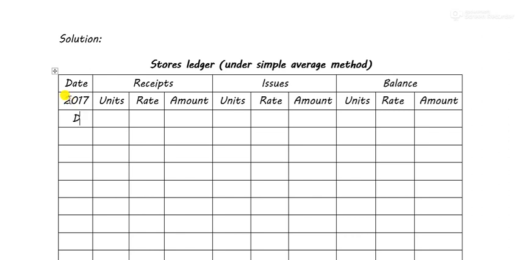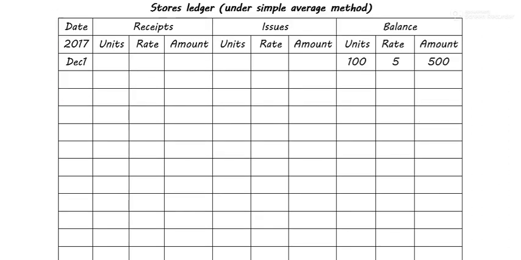Okay, December 1. What happens on December 1? The opening stock is given at 100 units at 5 rupees, and the amount is 500. On December 5, a receipt is made of 50 units at 5.2, which is equal to 260. Now the total number of units is 150. We won't write anything under the rate column, and the amount column will be 760.